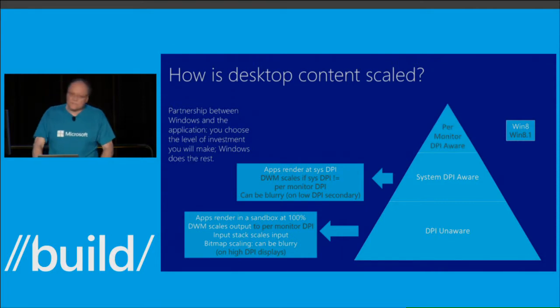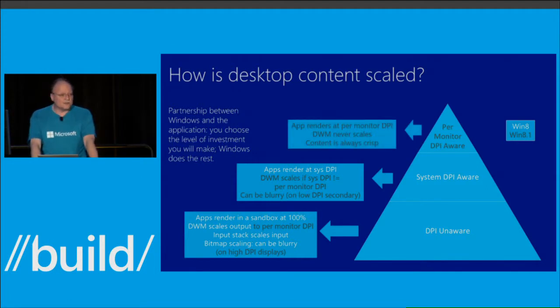The third one that we want to talk more about today is becoming per monitor DPI aware. And so this would be for an application that really wants to control itself completely. It doesn't want us scaling the content. It needs to have crisp content everywhere. We've provided the API support for that so that you can declare yourself to be that kind of an application, and we'll leave you alone from there.